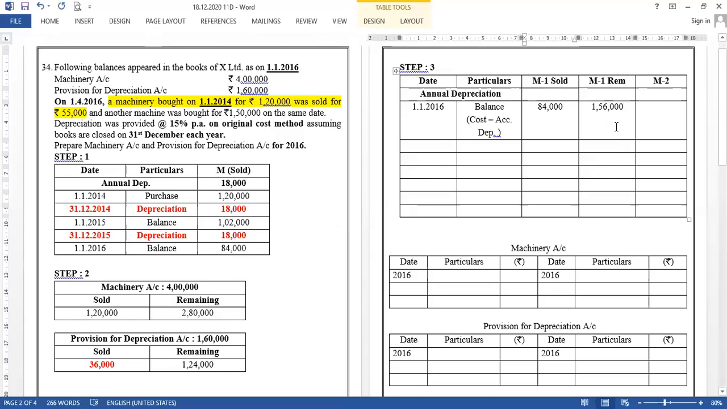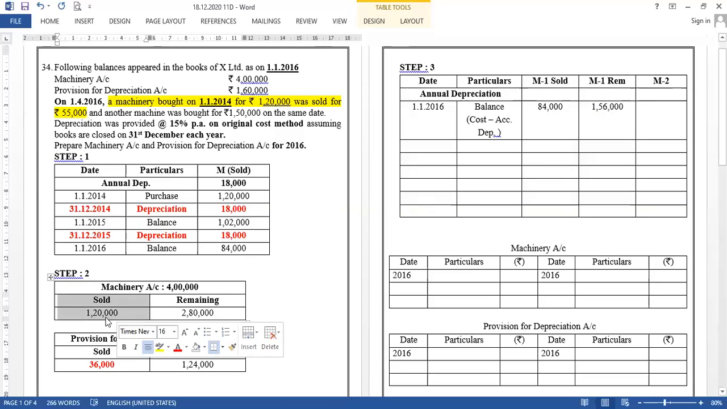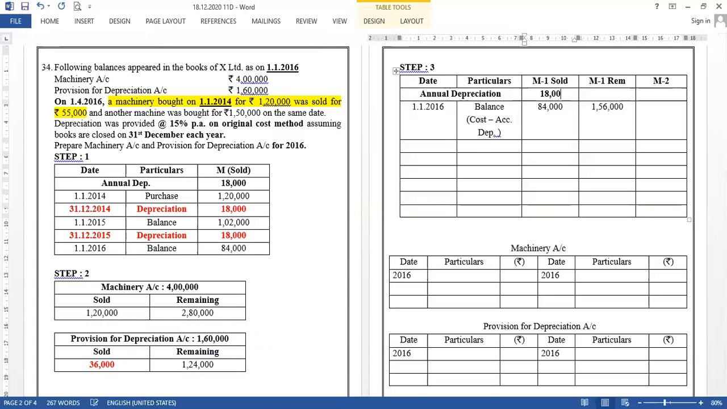Now, if you remember, how much annual depreciation should I write over here? We are into the original cost method. Tell me how much depreciation should be charged on an annual basis for the machine one sold part. This is the original cost method, so just focus on the original cost of the machine one sold part, which is 1,20,000. So 15% of 1,20,000 is 18,000. Let me write 18,000 over here.